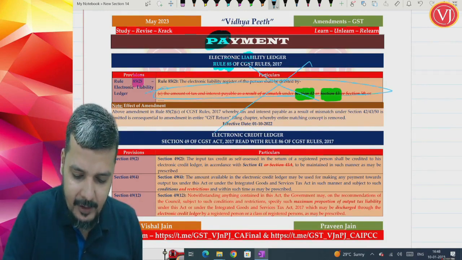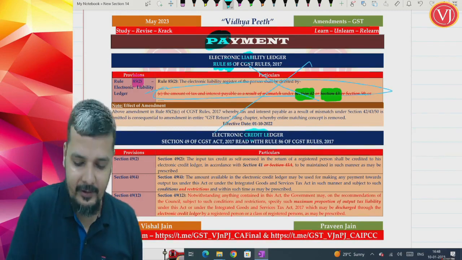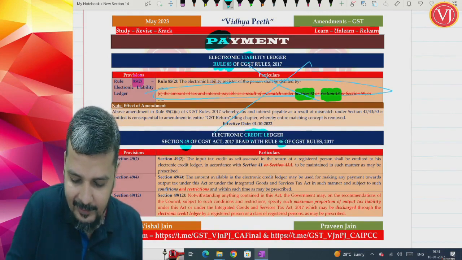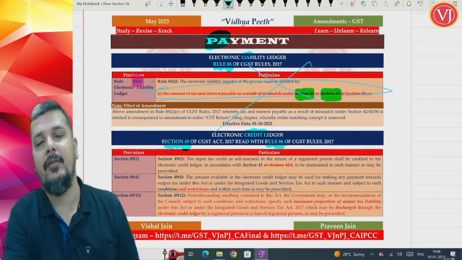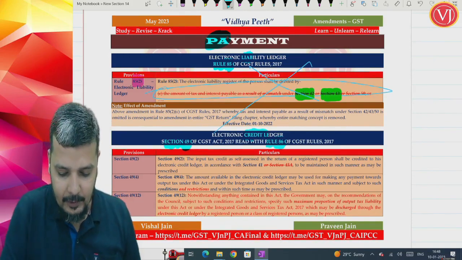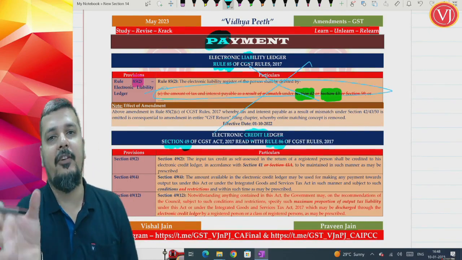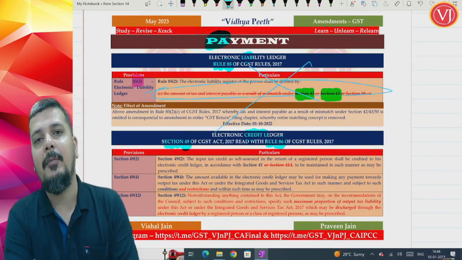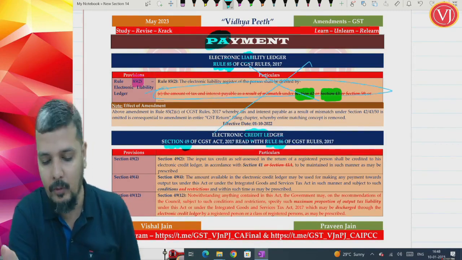Likewise, the next rule and section: the electronic credit ledger, which is section 49, read along with rule 86. Now we are going to focus on both section as well as rule. Section 49 read along with rule 86. Again, certain corrections are done. Basically, these correction provisions you will never find in a question paper. We are discussing them just to know that there are amendments. Otherwise, from your exam perspective, it is of no use whatsoever.